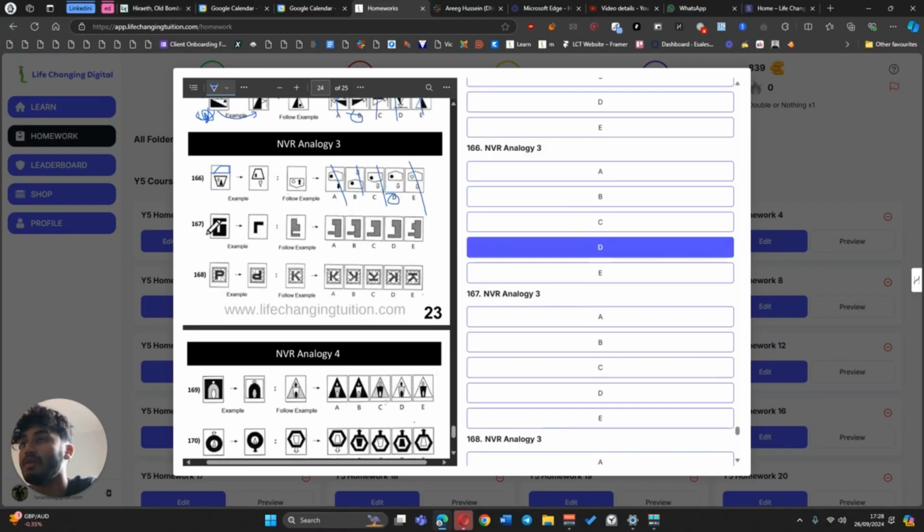167. You can see from here to here, the only difference is this gap basically turns into its own shape. So I'm thinking if we do this gap, it should be something like this. So it'd be a shape like this. It can't be C because it hasn't got this little ledge in, or D.